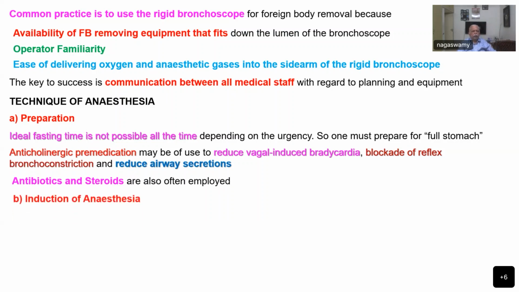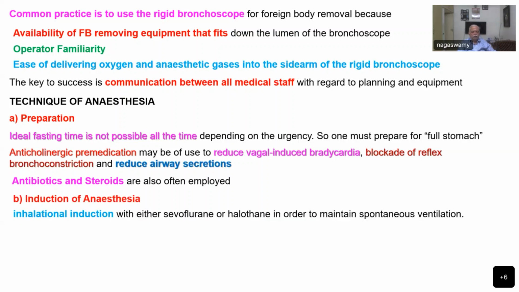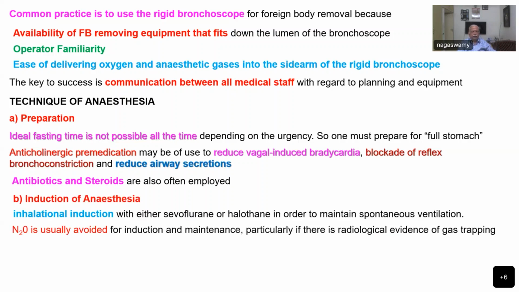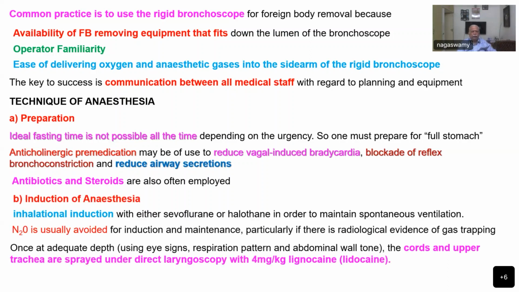Coming to the induction, inhalation induction was the mainstay for many long years in most of the textbooks, with sevoflurane or halothane in oxygen, to preserve spontaneous ventilation. Nitrous oxide is usually avoided for induction and maintenance, particularly if there is radiological evidence of gas trapping.